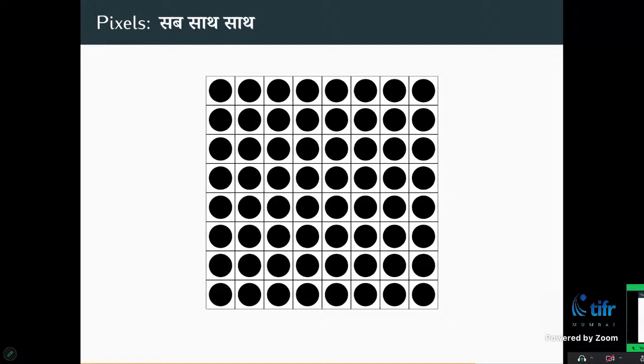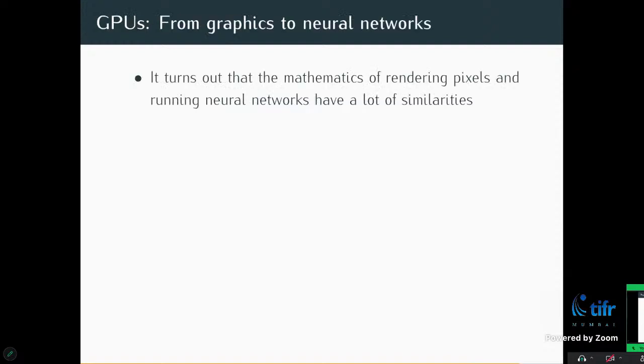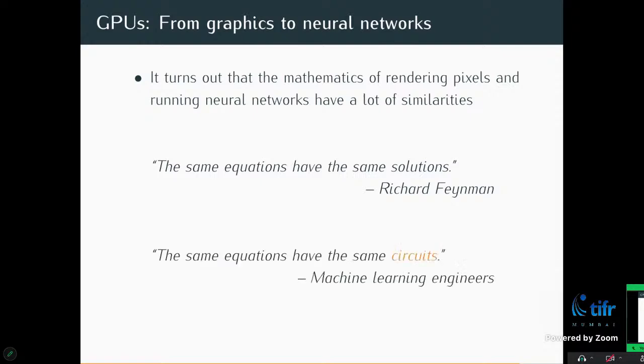What people realized is that the mathematics of rendering pixels and the mathematics of training and running neural networks is very similar. You might have heard the famous quote of Richard Feynman, that the same equations have the same solutions. Here, the same equations are the same circuits. These graphics processing units are just processors designed to render images, graphics on your computer or phone, but they now drive a lot of the work in machine learning. And that's what the HPC had, that our laptop was floundering at.